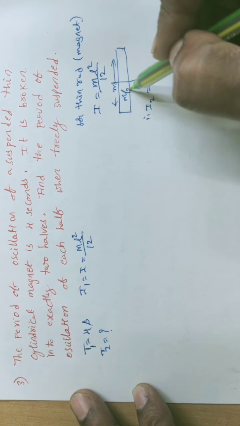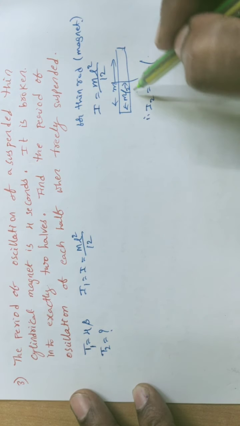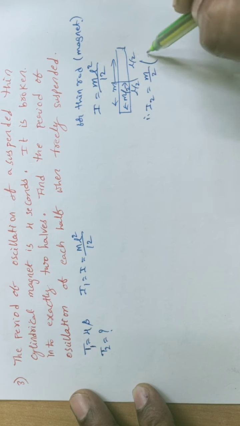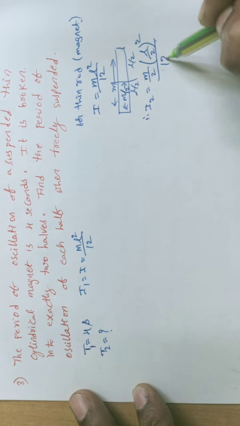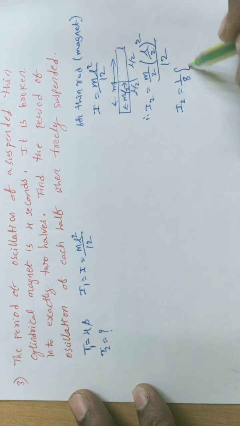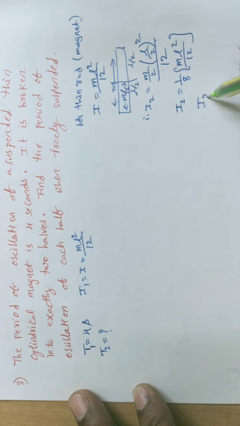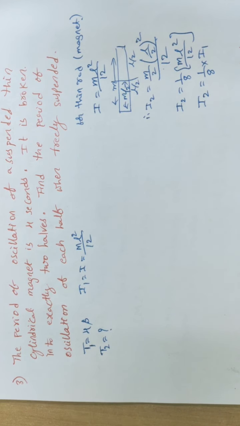So mass becomes a half here. Length also becomes a half. So taking L by 2 whole square, whole divided by 12, students. So finally, I2 value is equal to 1 by 8 times ml square divided by 12 you will get. So I2 value is equal to 1 by 8 I1. We have identified 1 by 8 I1. So this is the relation between I1 and I2.